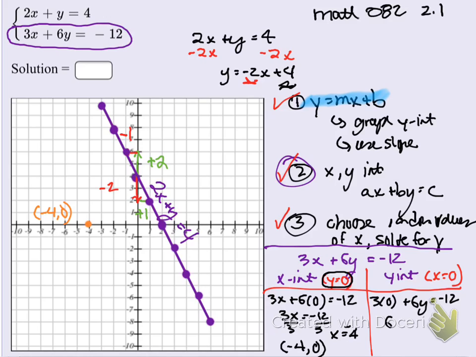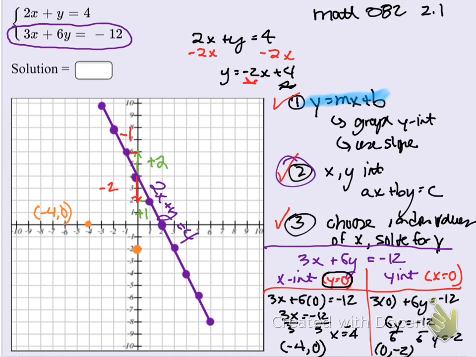Okay, so we get 6y is equal to negative 12, divide by 6. We find out that y is negative 2. So that actually gives us the ordered pair 0, negative 2. So where is that? That is right here. Okay, so if I connect these two, I can draw a line here if I wanted to. I could just go ahead and draw one. Okay, but let's not get carried away.